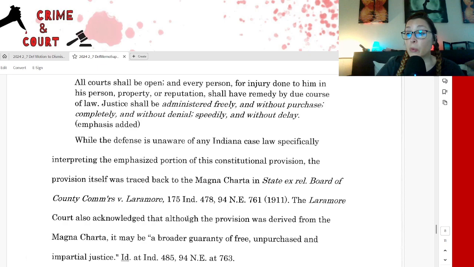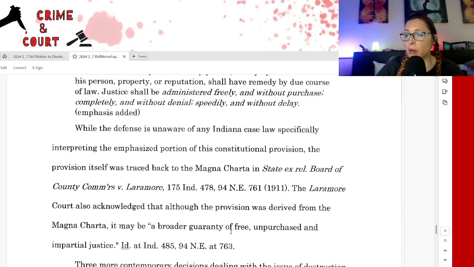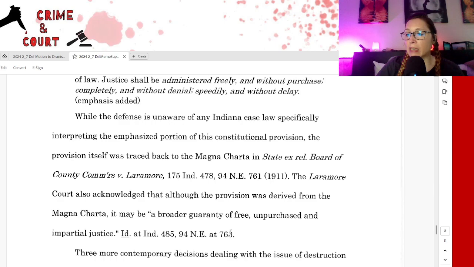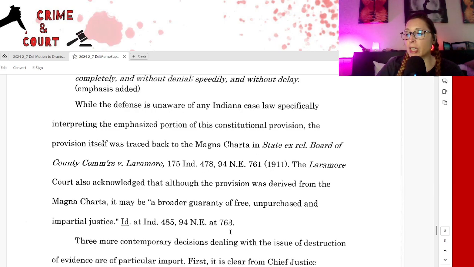While the defense is unaware of any Indiana case law specifically interpreting the emphasized portion of this constitutional provision, the provision itself was traced back to the Magna Carta in Board of County Commissioners versus Larimore. The Larimore court also acknowledged that although the provision was derived from the Magna Carta, it may be a broader guarantee of free, unpurchased, and impartial justice.